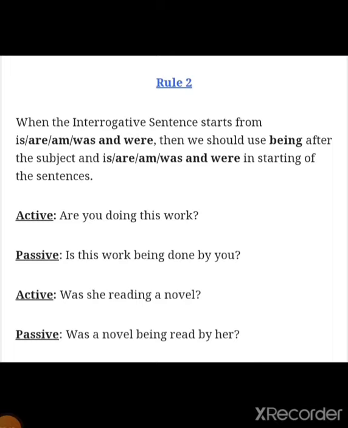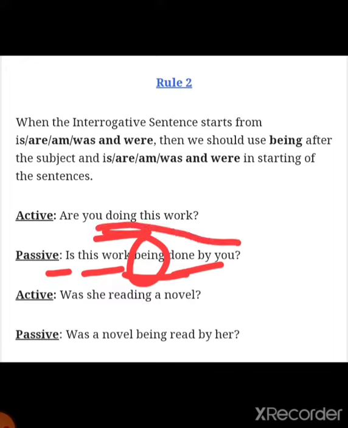So, is this work being done by you? Why have I introduced being over here? Because ing is there. And I told you that wherever you find ing in active voice, then in passive voice you have to add being. And in perfect tense, you have to add been, B-E-E-N. So, is this work being done by you? Is is the auxiliary verb, then comes the subject, then being, then the third form of the main verb, then by, then the subject will become the object.